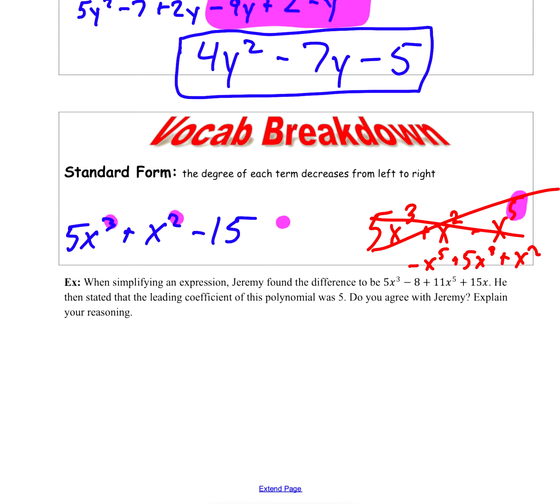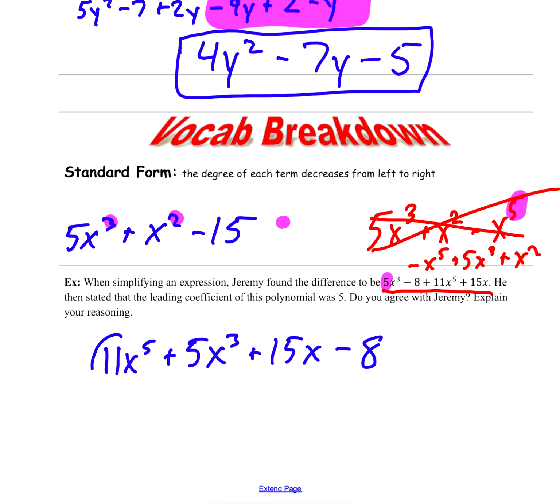Well, in order to say it's the lead coefficient, we need to put our expression in standard form first. So let's first put it in standard form. Our highest degree is 11x to the fifth. Then the second highest would be plus 5x to the third plus 15x minus 8. So therefore, our lead coefficient is not 5. It should be 11. So do we agree with Jeremy?